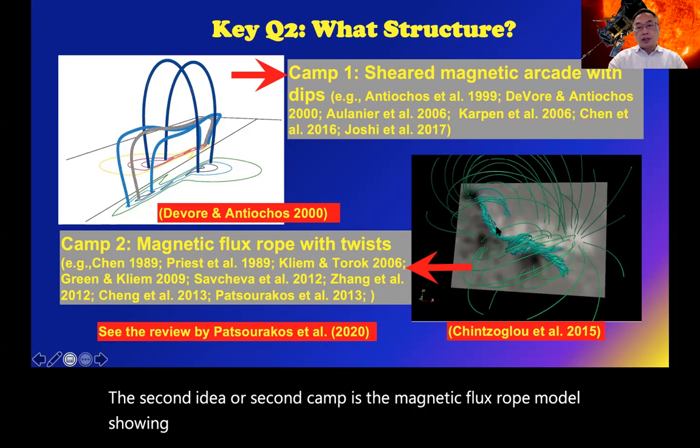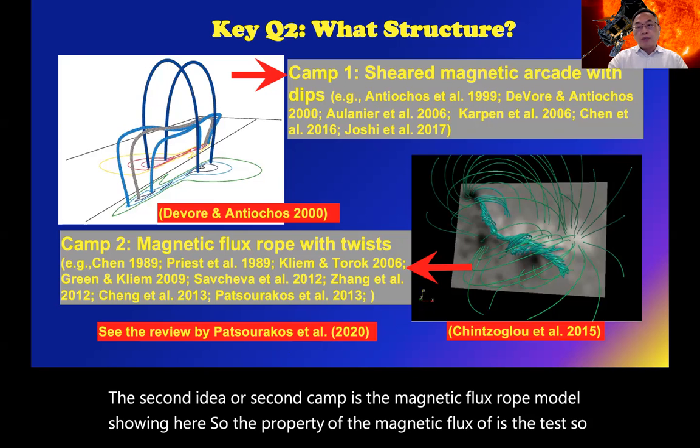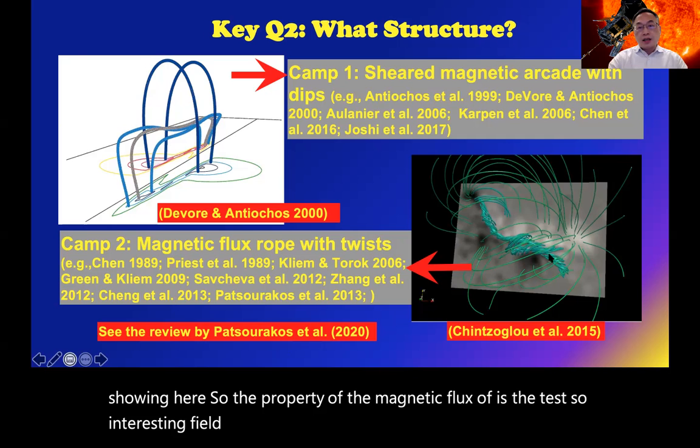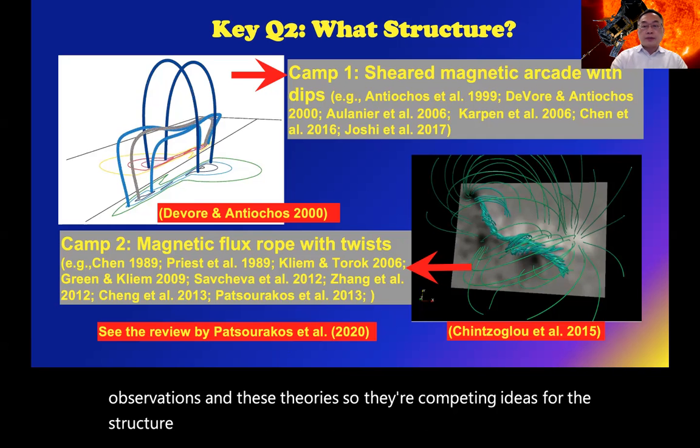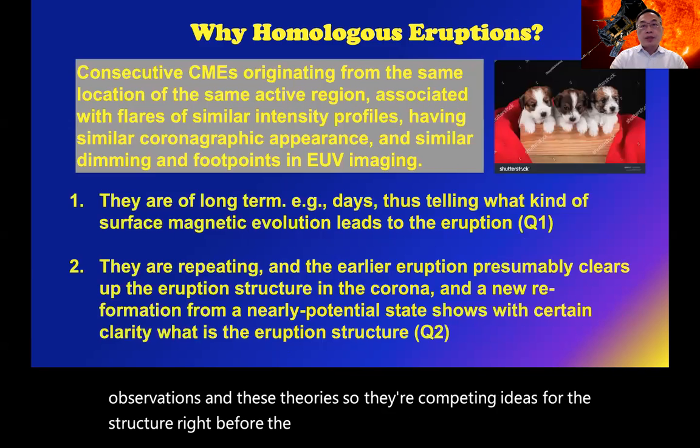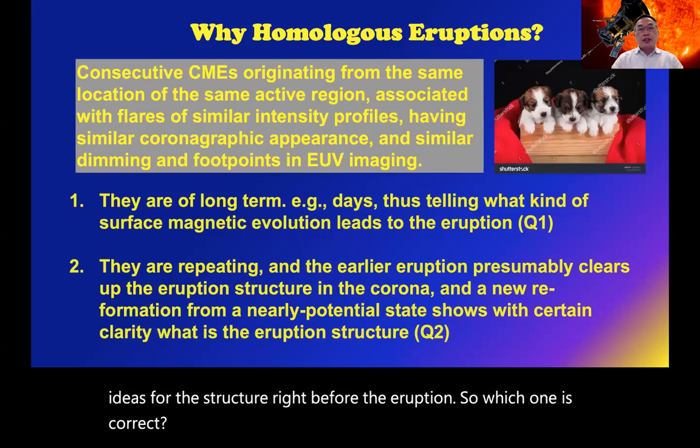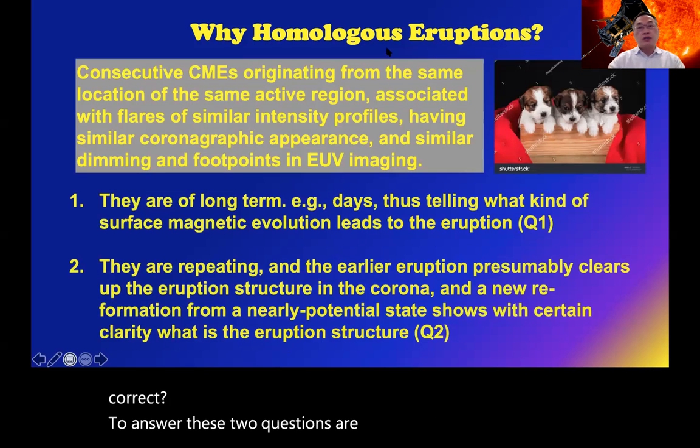The property of the magnetic flux slope is a twist. So it's a twisting field around a common axis. There are many studies, observations, and theories. So there are competing ideas for the structure right before the eruption. So which one is correct? To answer these two questions, we use the homologous eruptions.